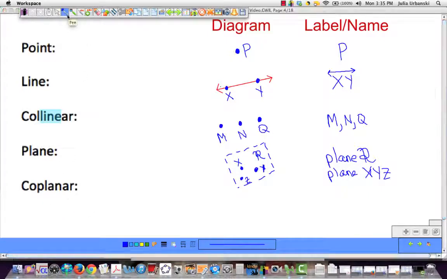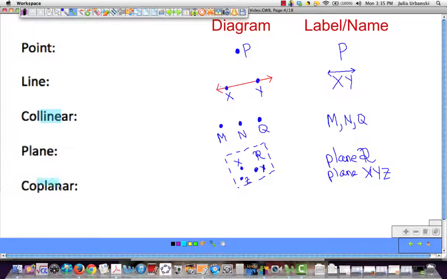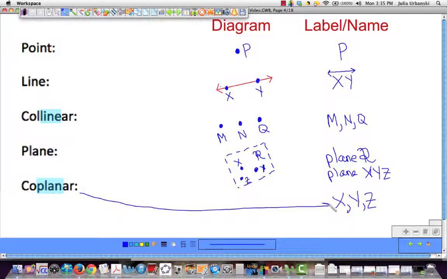But coplanar is different because coplanar are 3 separate points that form a plane, that are on a plane. So the coplanar points are X, comma, Y, comma, Z. These are just points. Coplanar points are right here, but the plane itself is labeled without commas. It's got to have 3 letters or else a fancy capital script letter.